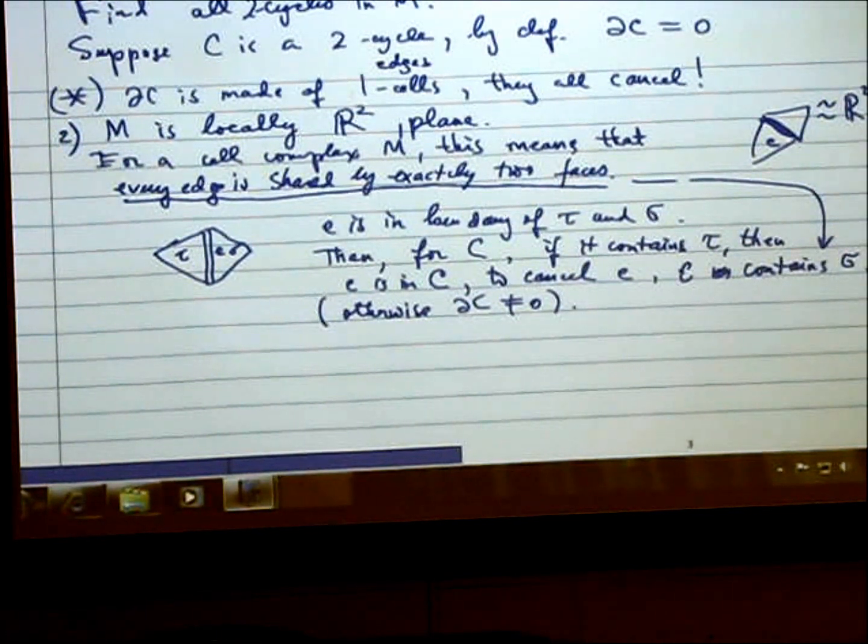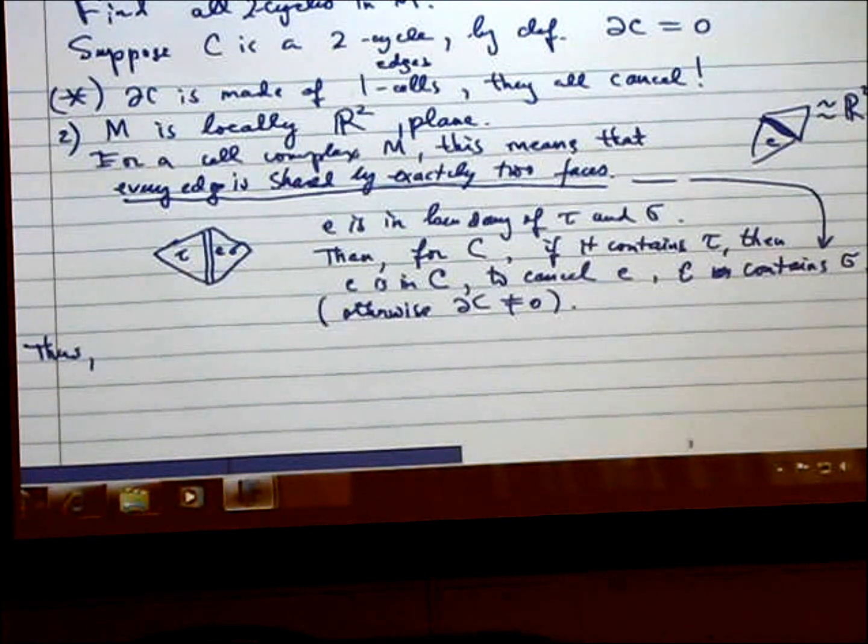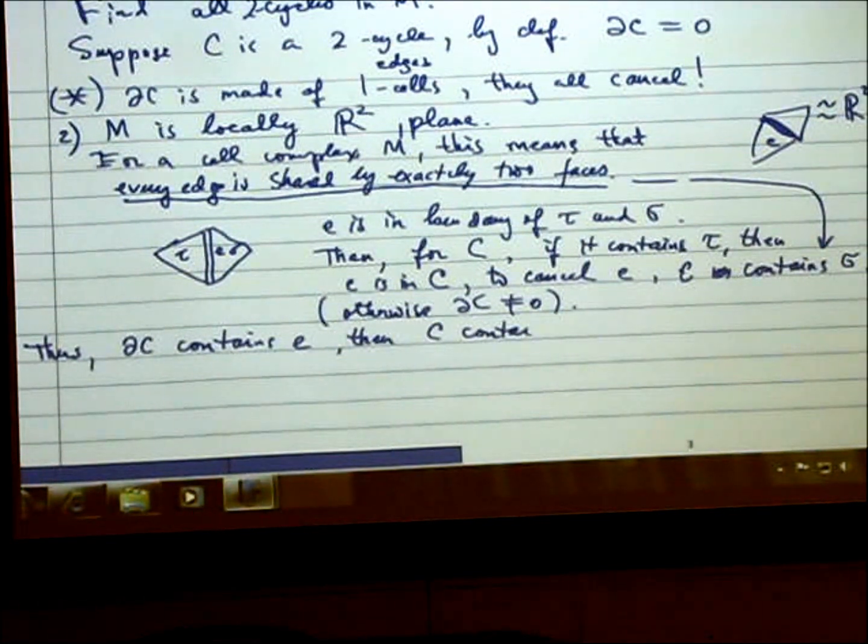Let me rewrite that fact. So if DC contains E, then C contains both sigma and tau.